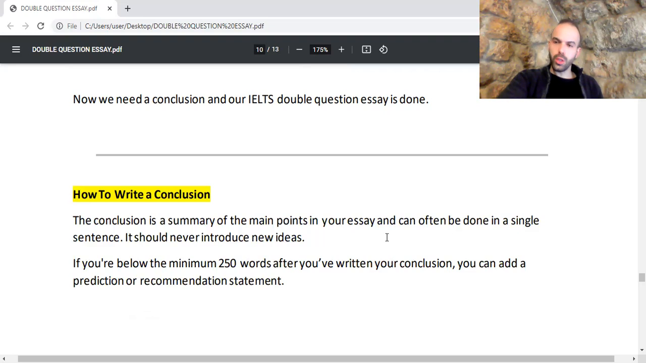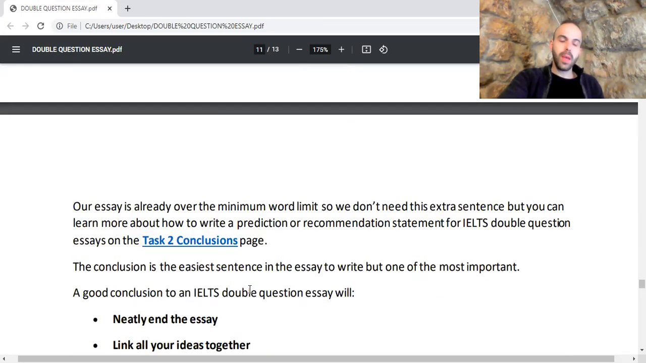So now the conclusion. The conclusion is a summary of the main points in your essay and can often be done in a single sentence. It should never introduce new ideas. If you are below the minimum 250 words after you've written your conclusion, you can add a prediction or recommendation statement. So our essay is already over the minimum word limit, so we don't need this extra sentence, but you can learn more about how to write a prediction in here.